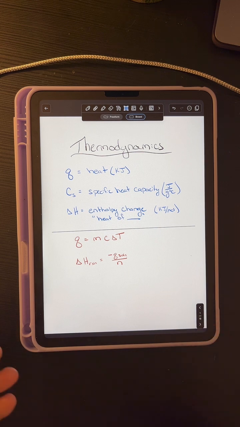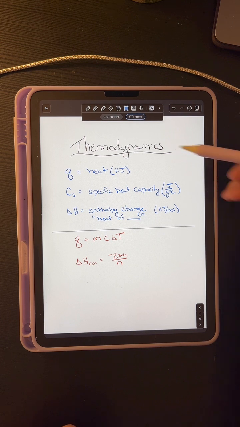We can't create nor destroy heat. You may have remembered that as one of the laws of thermodynamics, right? That is, I believe, the second law of thermodynamics, that heat cannot be created nor destroyed.